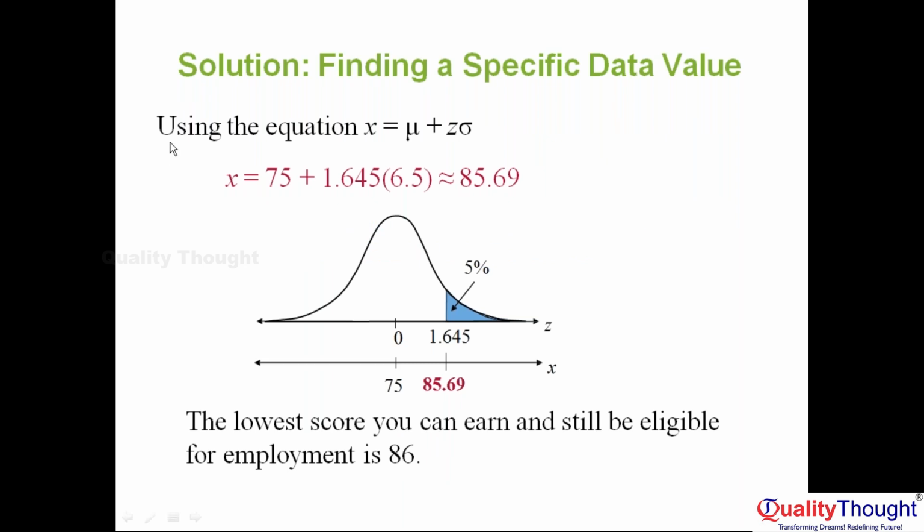So finally you can apply the same equation directly also. Mu plus z sigma. The z value, we have just identified the z-score, and with the sigma, it will get you the x value. X value you have got it for the normal distribution, not for the standard normal distribution. The lowest score you can earn and still be eligible for the employment is 86. This is the bottom mark.